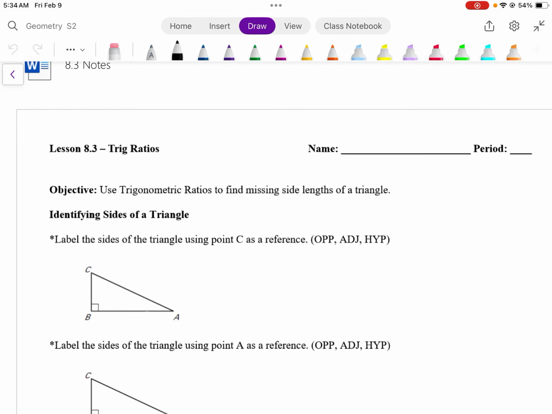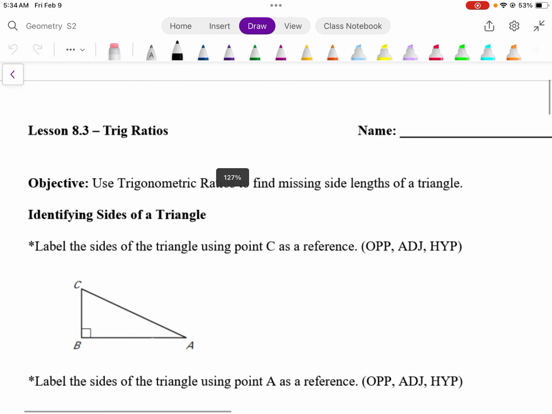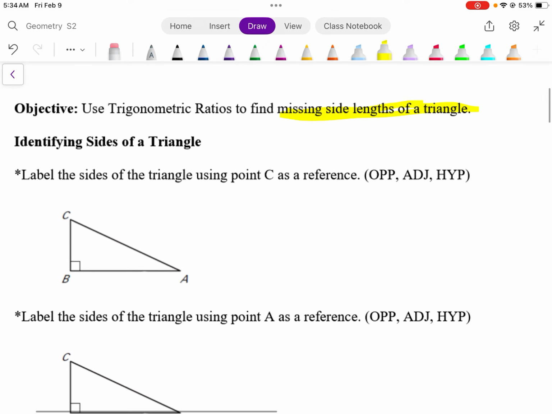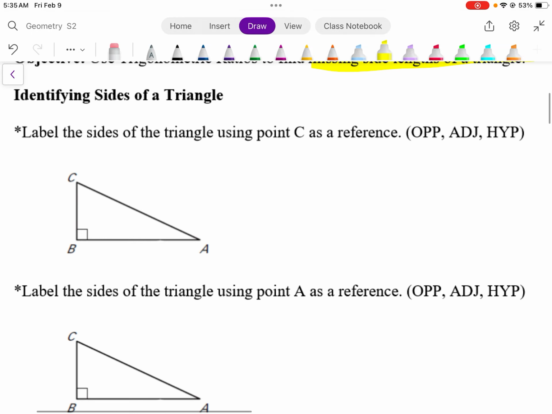8.3 is going to be going over the trig ratios. We're going to use them to find missing side lengths of a right triangle. So when we have trig ratios, we want to make sure that we know how to identify the opposite, adjacent, and hypotenuse sides. And the way that you're going to label those is always going to be determined on what point you are looking at.